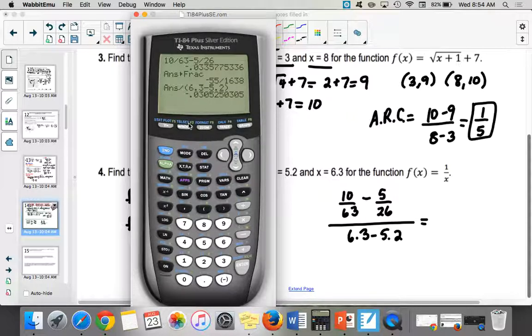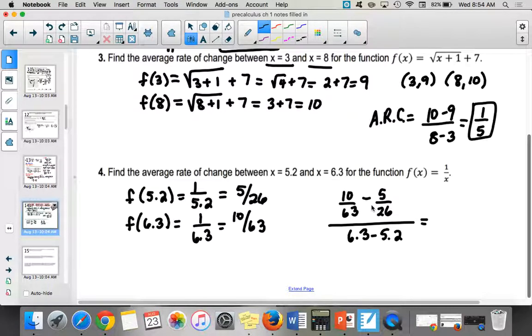Okay, so we get negative 0.0305. So let's see if it changes to a fraction. So do math 1. So we get negative 25 over 819. How pretty, right?